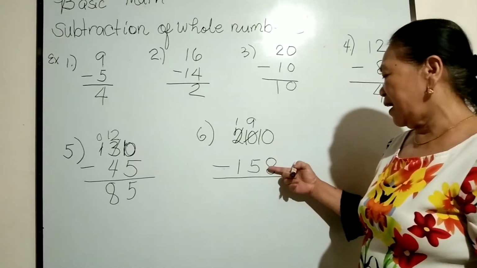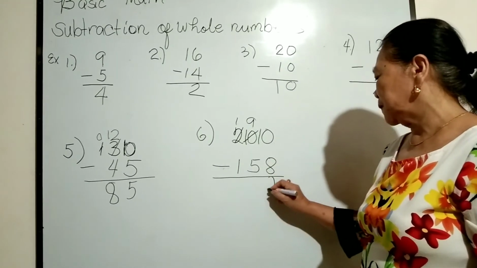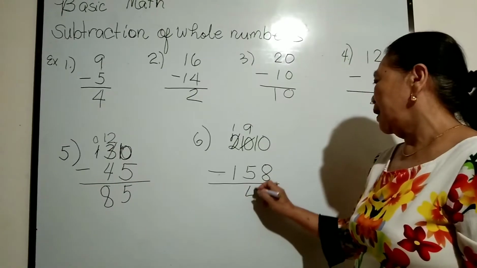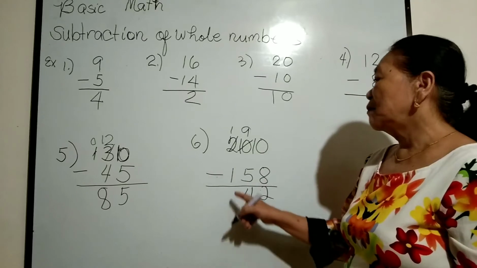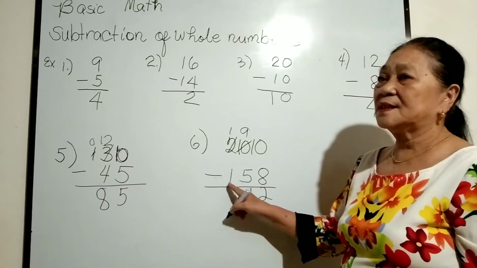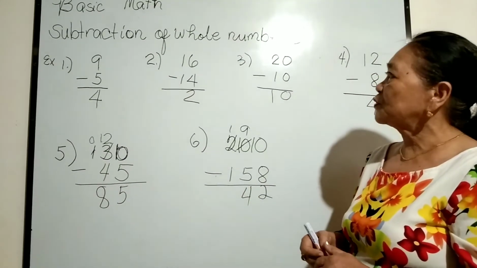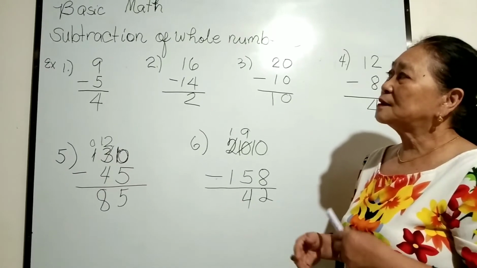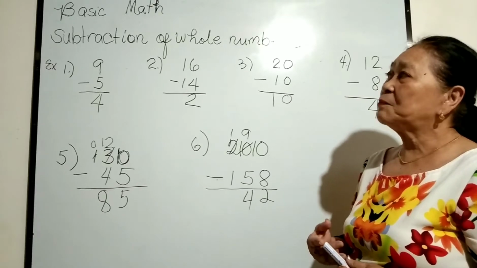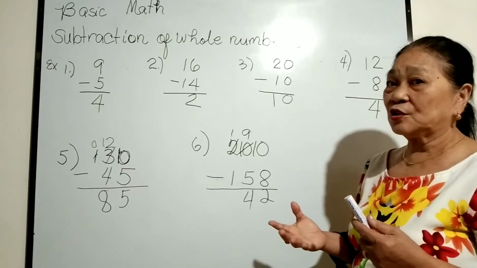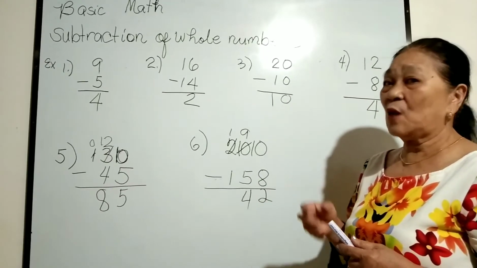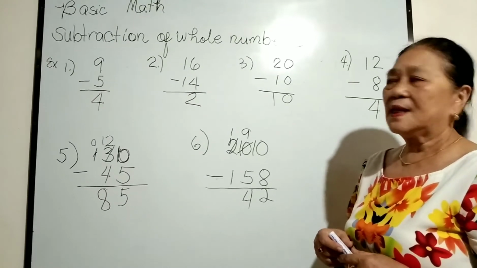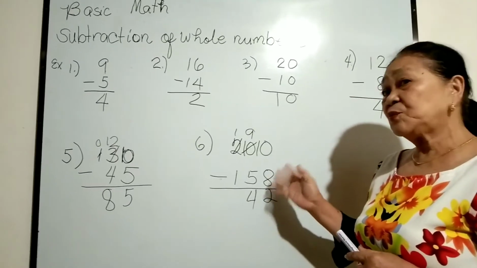10 minus 8 is 2. And 9 minus 5 is 4. 1 minus 1 is 0. And that's for subtraction of whole numbers. Now, the next is multiplication. If you have questions, you just ask me and I will give you more examples if you want to have more examples. That's for subtraction.